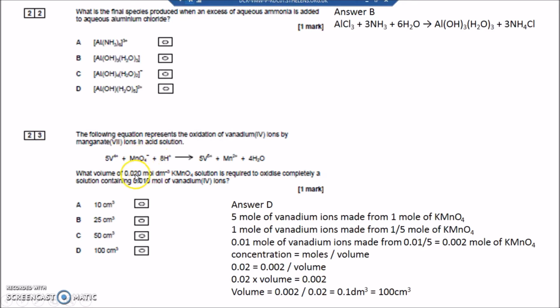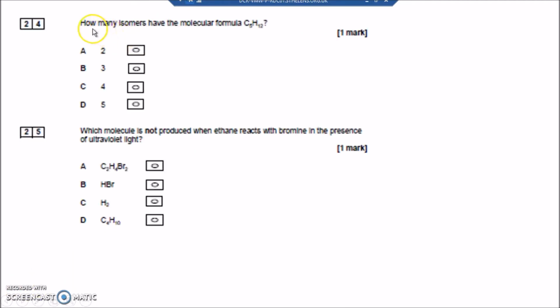Now I know the concentration here. So concentration is moles divided by volume. Concentration is 0.02. Number of moles is 0.002. Volume therefore is 0.002 divided by 0.02 is 0.1 decimeter cubed. It wants it in centimeter cubed, that's fine. So decimeter cubed into a smaller unit of centimeter cubed, I'm going to multiply by 1,000. 0.1 times 1,000 is 100 centimeter cubed. My answer is D.